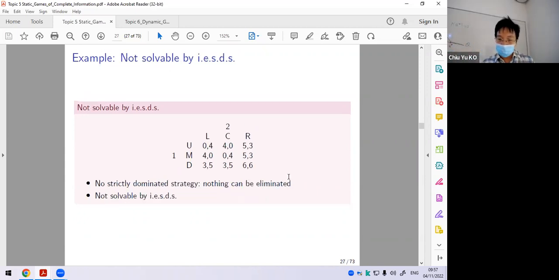And in this case, it's not solvable by this. There's nothing dominated, and you would be expecting the best outcome for both of them, 6, 6, should be the outcome from this game.